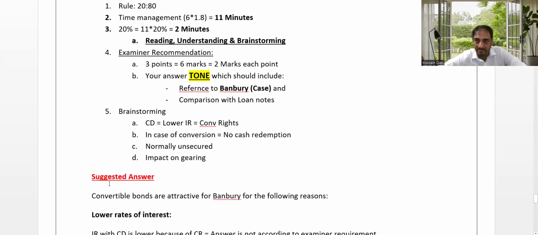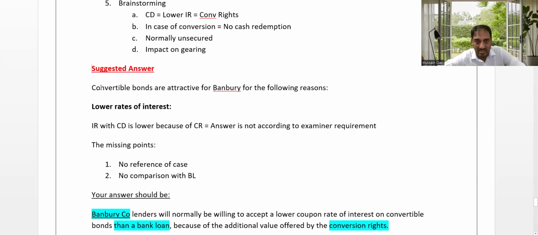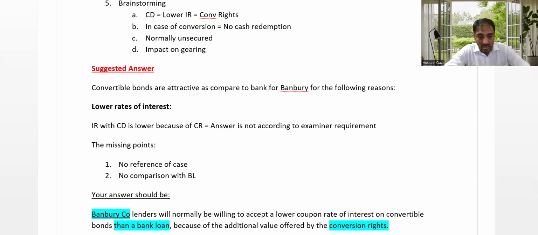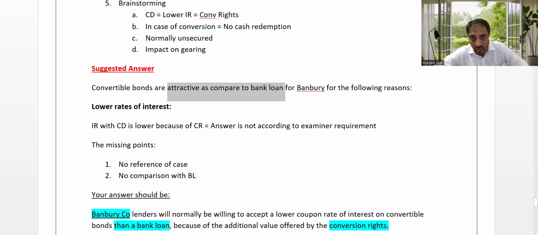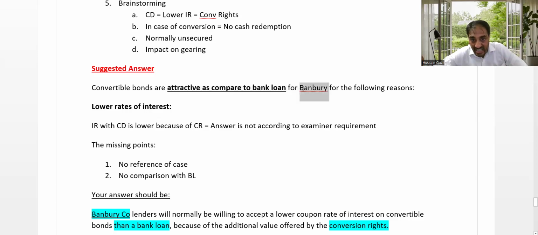So your suggested answer, number one, you have to start very simple. Convertible bonds are attractive. Attractive, you have to mention. Attractive as compared to bank loan for Banbury for the following reason. So you have to start with what? Examiner expectation with a simple statement. Attractive as compared to bank loan. That's the tone you have used here. For Banbury, that's linked with the case.